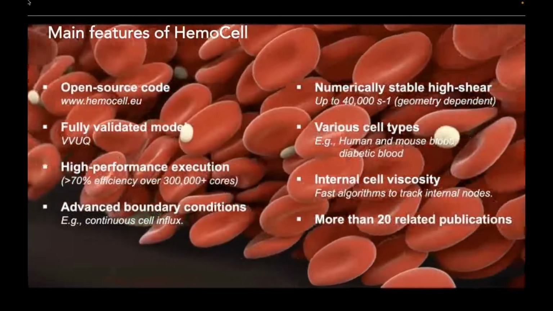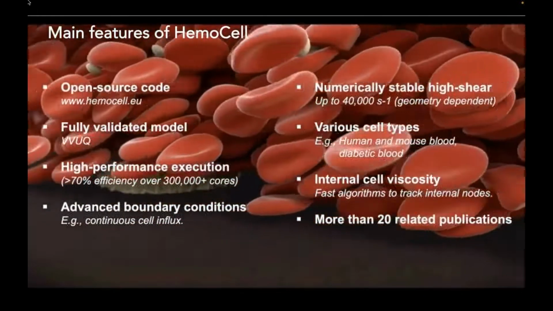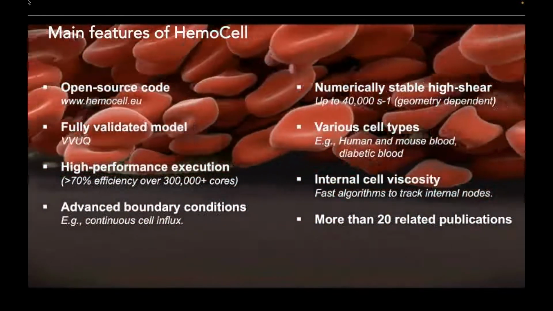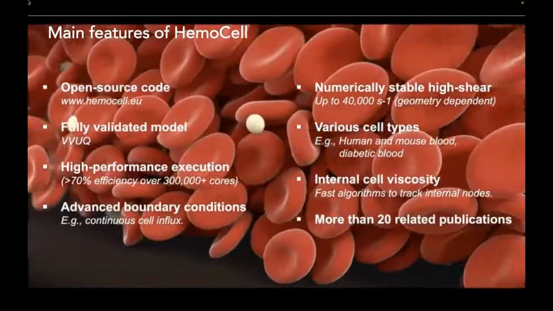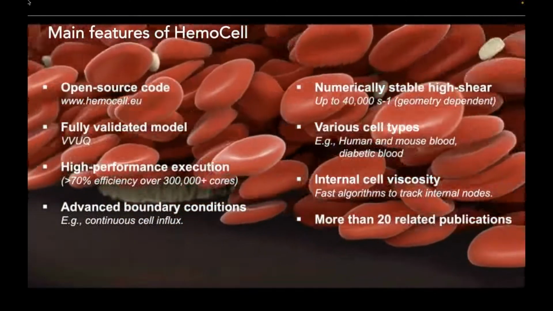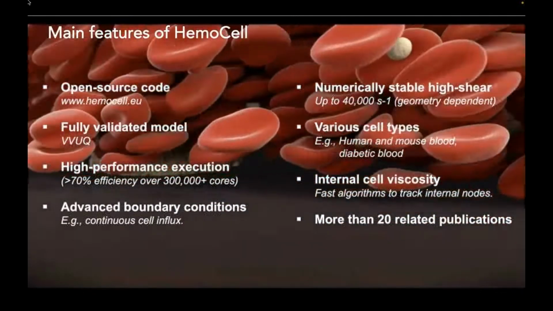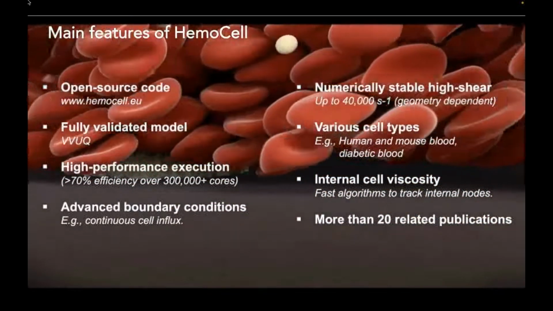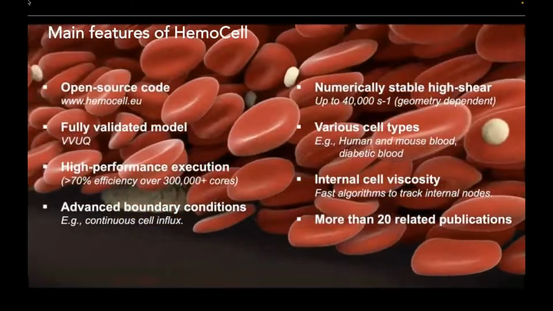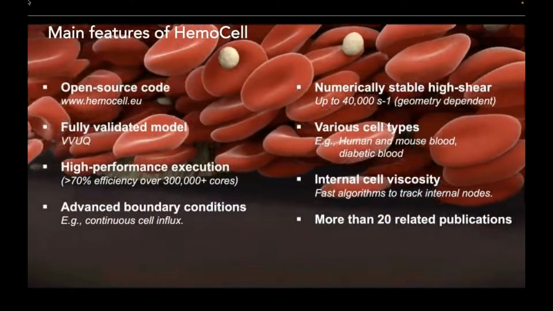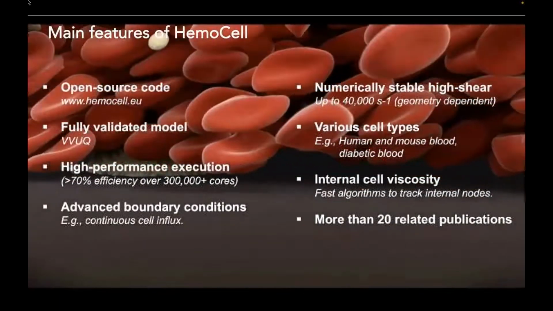One of the major points of HemoCell is that it is optimized for high-performance executions. That is, it has a demonstrated efficiency over 300,000 cores. It also provides various advanced boundary conditions that are necessary to match experimental settings and to match clinical settings. And it can maintain numerically stably a sustained high shear rate.